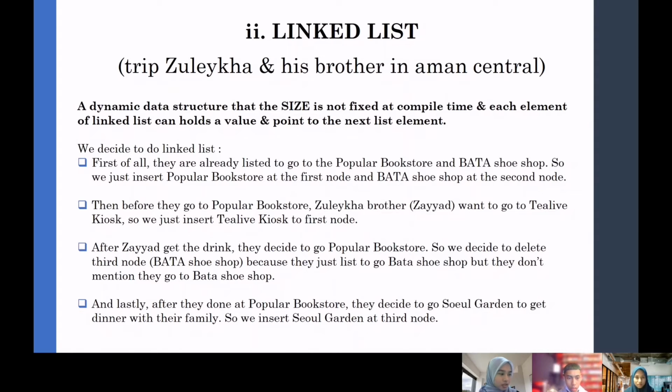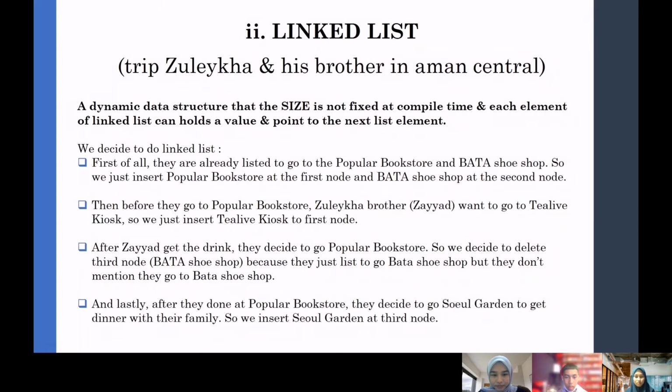So we decide to do linked list because first of all, there are already lists to go to the Popular bookstore and Bata shoe shop. So we just insert Popular bookstore at the first node and Bata shoe shop at the second node. Then before they go to Popular bookstore, Zulaika's brother Zayed wants to go to the T-Life kiosk. So we just insert the T-Life kiosk at the first node.